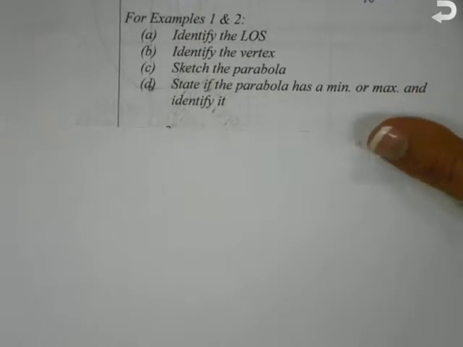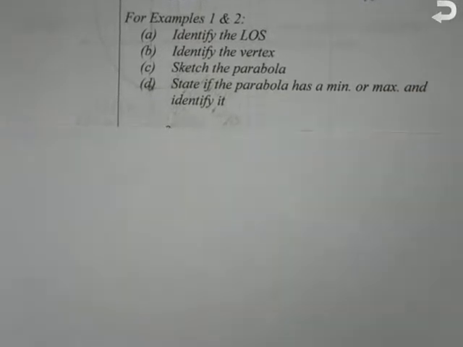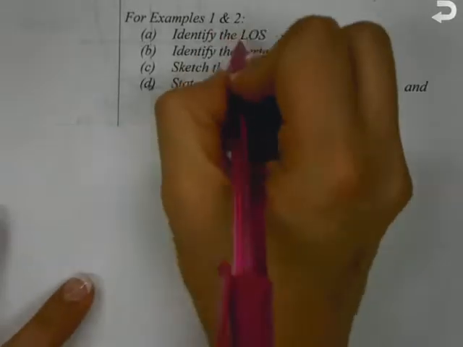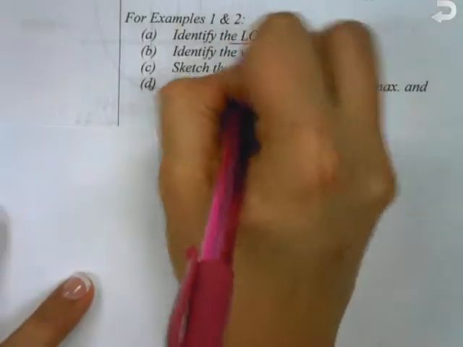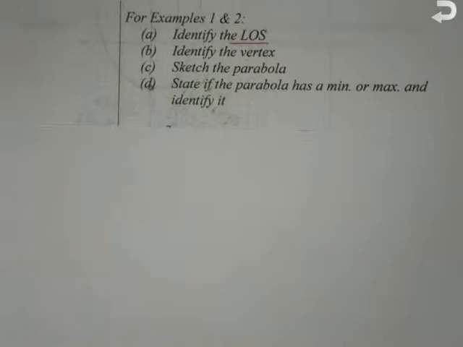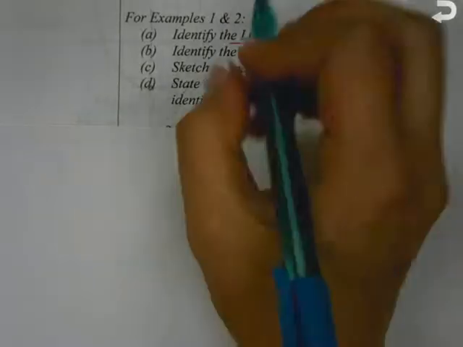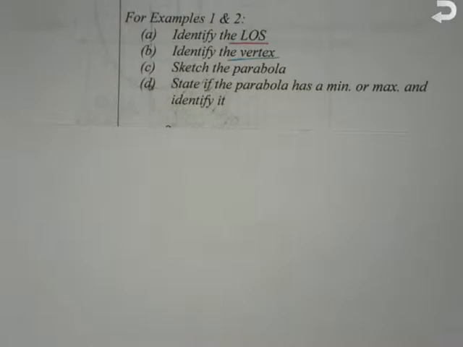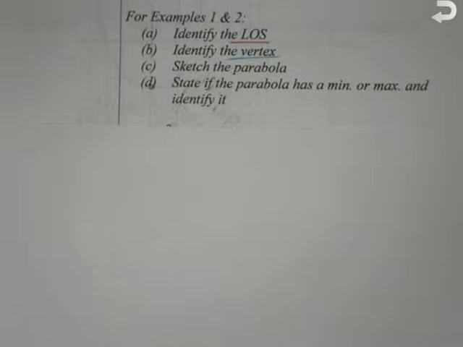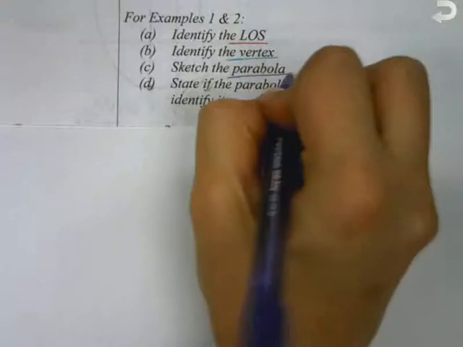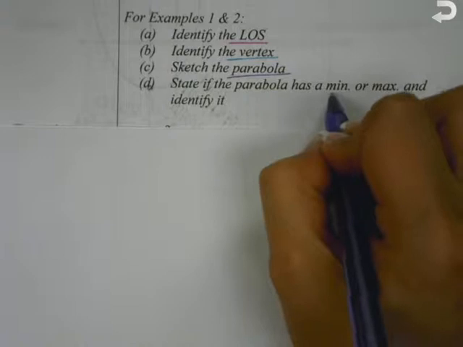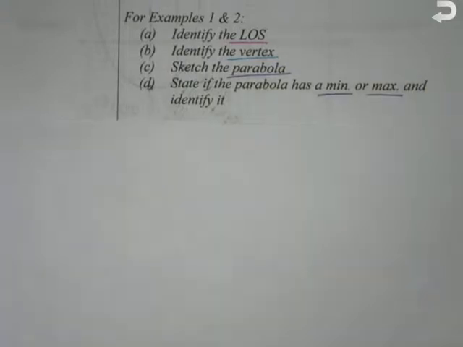We're going to, part A, identify the line of symmetry. We are going to identify the vertex, so we're going to have to find x and y. We will sketch the parabola, and then we're also going to state if it has a minimum or a maximum. Okay, so depending on if our parabola is opening up or down, that means we have either a minimum or a maximum.